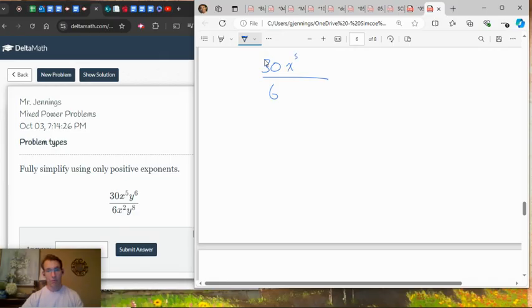x to the 5, y to the 6, divided by x squared, y to the 8. Okay? In these cases, x to the 5 over x squared is actually equal to x times x times x times x times x. 5 copies of x multiplying is x to the 5. x squared is like this, x times x. 2 copies of x multiplying. x divided by x is 1, so that cancels. x divided by x is 1, so that cancels. What are we left with? x to the 3.